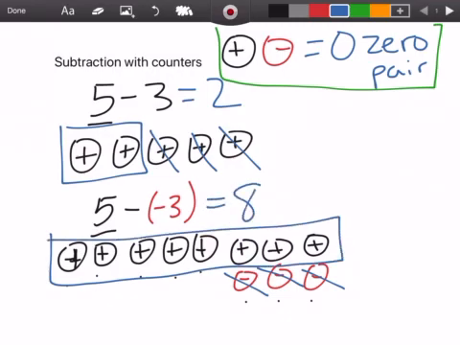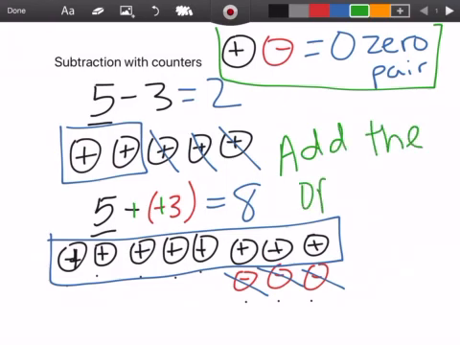positive 8. Now what I want you to notice, what we just did here is the rule for subtraction. We added the opposite. So instead of subtracting a negative 3, we added a positive 3, and it gave us 8. So we are going to add the opposite. Let's see how that looks in some other cases.